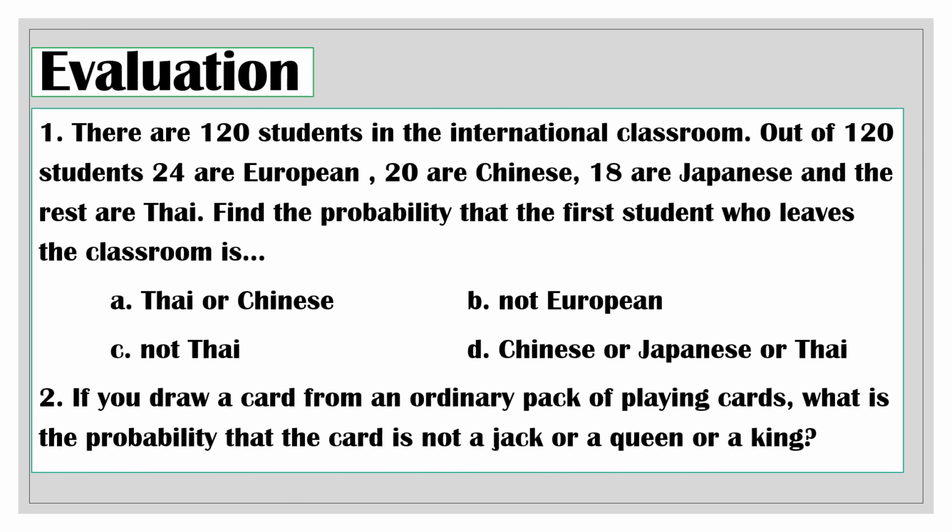Okay, for number 2, if you draw a card from an ordinary pack of playing cards, what is the probability that the card is not a jack or a queen or a king?